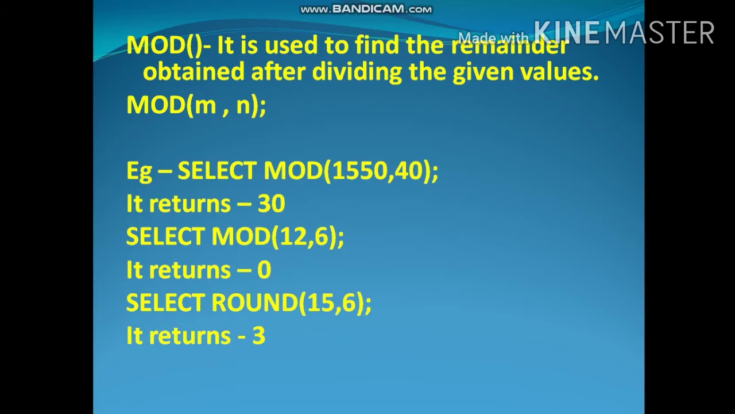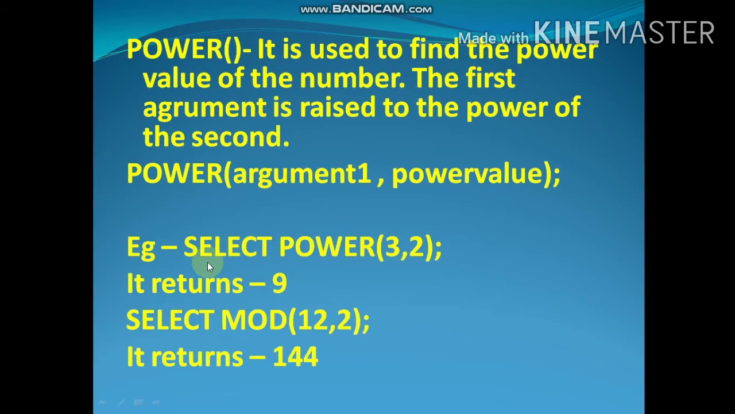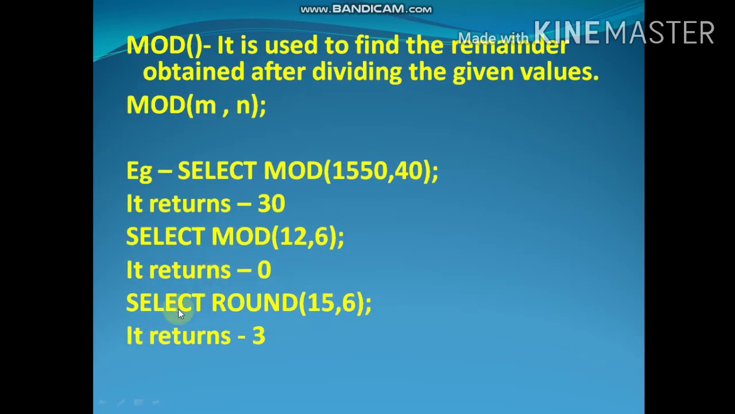Another example: select mod 12 comma 6. 12 is divided by 6. What remainder comes? The remainder is 0, so it returns the value 0. Another example: select mod 15 comma 6. Again it returns 3. That means 3 is the remainder value.